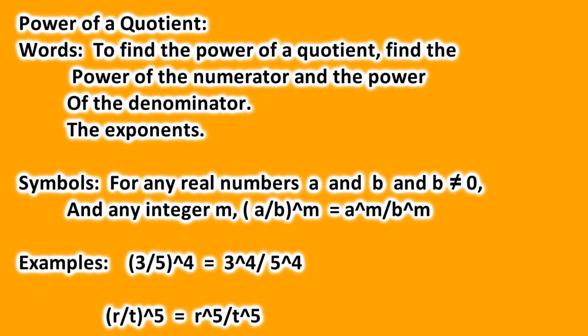Power of a quotient. Words: to find the power of a quotient, find the power of the numerator and the power of the denominator separately. Symbols: for any real numbers a and b, where b is not equal to 0, and any integer m, a over b all to the power m is equal to a to power m over b to power m. Example: 3 over 5 all to power 4 is equal to 3 to power 4 over 5 to power 4. Another example: r over t all to power 5 gives r to power 5 over t to power 5.